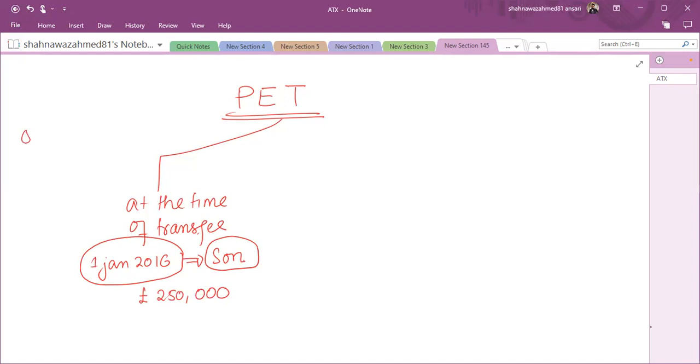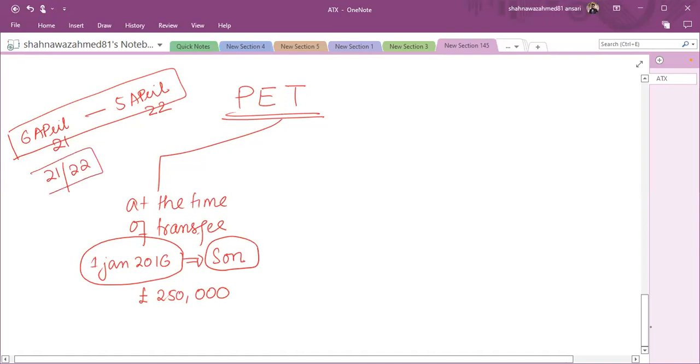Our tax year starts from 6th April, and the ending date of the tax year of an individual in the UK is 5th April. So 6th April 21 to 5th April 22 is the tax year 21-22, and we are studying the rules of tax year 21-22. Although the tax year 2021 rules are also the same. There is no difference in IHT. If you have to apply IHT in the previous year, the rates and reliefs are also the same.